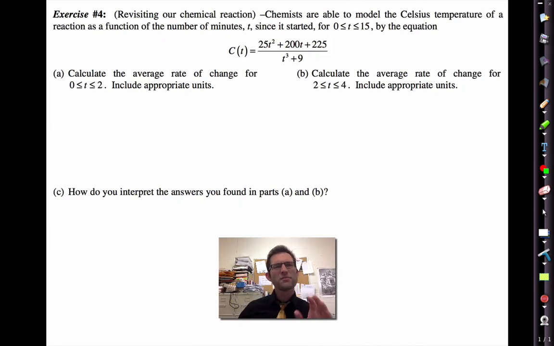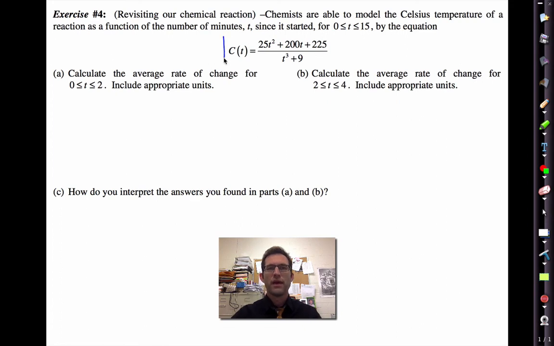Okay, here comes a really nice applied problem. All right, now we're going to use our calculators for that, and we'll bring them out in a second. But let's just get used to the problem. It says chemists are able to model the Celsius temperature of a reaction as the function of the number of minutes t since it started for 0 less than or equal to t less than or equal to 15 by this equation.